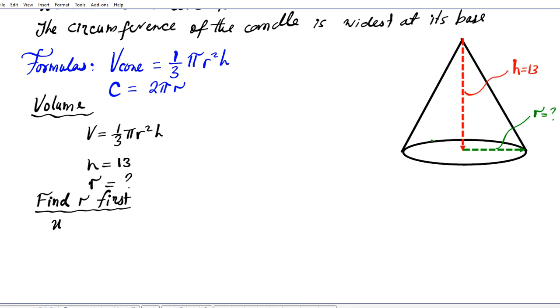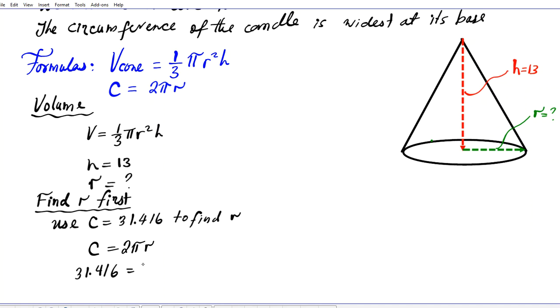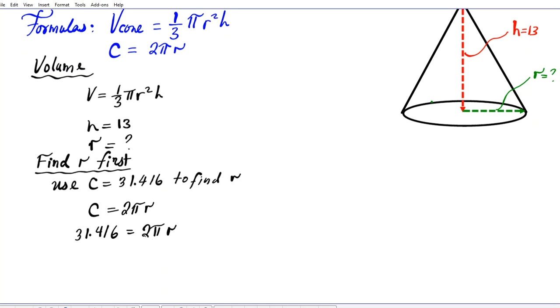So we're going to use the fact that C is equal to 31.416 to find that missing component for our volume formula. Don't forget C is equal to 2 pi r. That's what relates the circumference and the radius. We're going to substitute 31.416 for C, which is equal to 2 pi r. And then we're going to solve for r. To do that, we'll divide both sides by 2 pi. Plug that into your calculator. You have r equals 5.000 something else, but that's good enough.